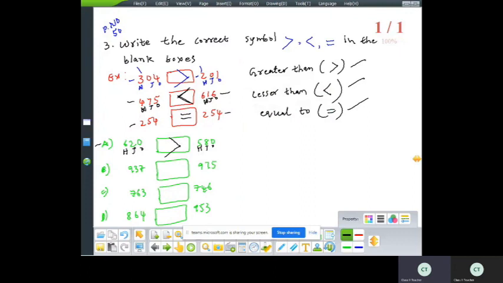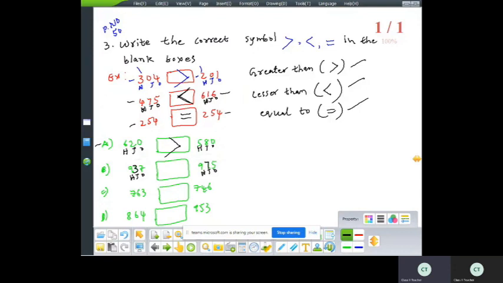Now B. The B numbers are 937 and 975. We look at the place values 1, 10, 100. Here also 1, 10, 100. Now comparing the digits in the hundreds place, here 9, 9. Both digits are the same in the hundreds place. Next, we go with the digit in the tens place. Now compare the digits in the tens place. Here the tens digit is 7, here the tens digit is 3.